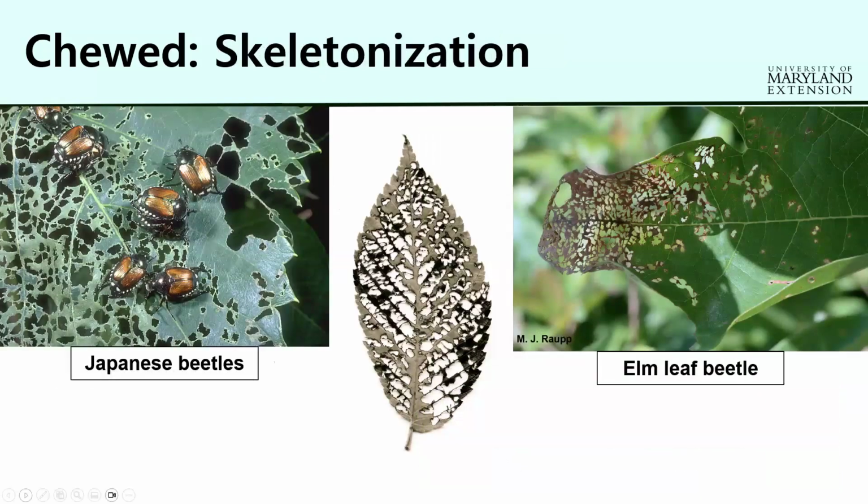Next, we have skeletonization, very common for Japanese beetles to do this. They're feeding in between the veins of our leaves. So they're not chewing on veins typically, unless they have chewed between the veins and it naturally breaks because it's weakened, and they're not chewing on that mid vein. So we get this skeletonized version of our leaf. Another common beetle that does this is elm leaf beetle, as we can see on our right.